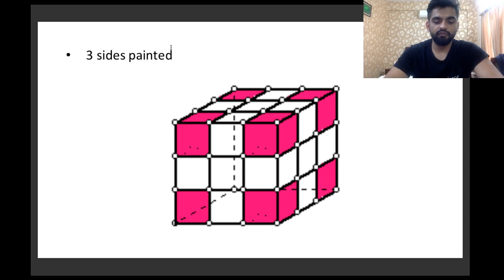Shubham is saying it's 24, Mehak is saying it's 12, Rohit is saying it's 8, Ram is saying it's 12. Guys, 3 sides painted.